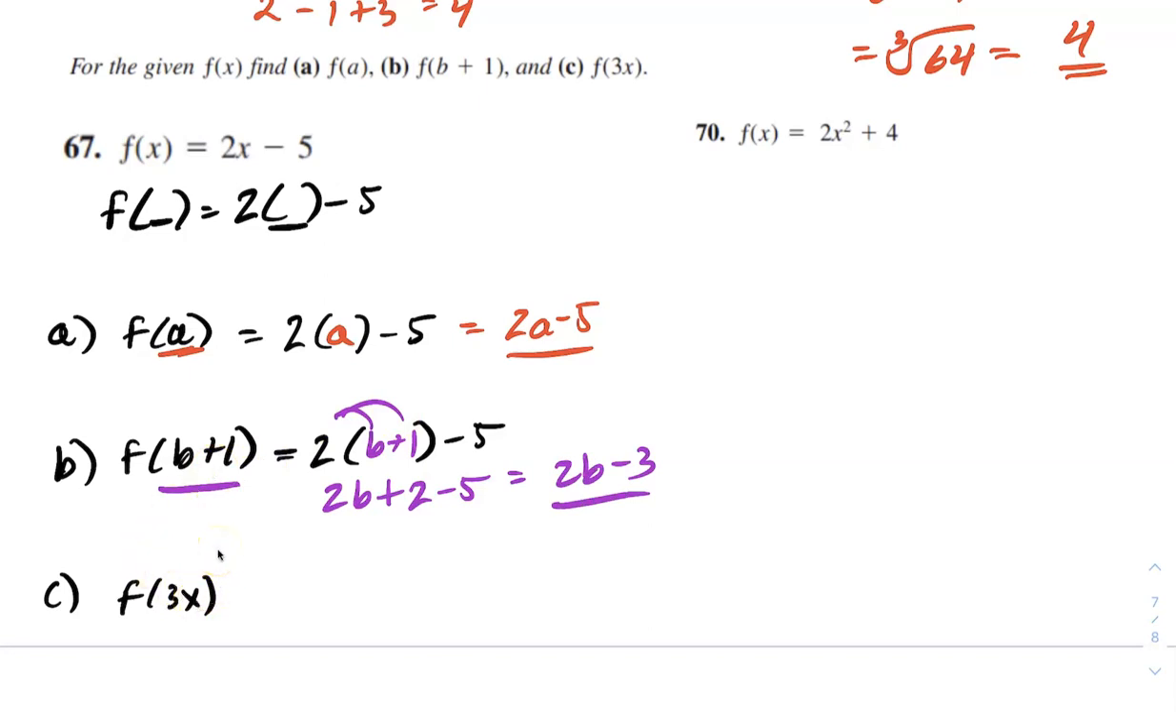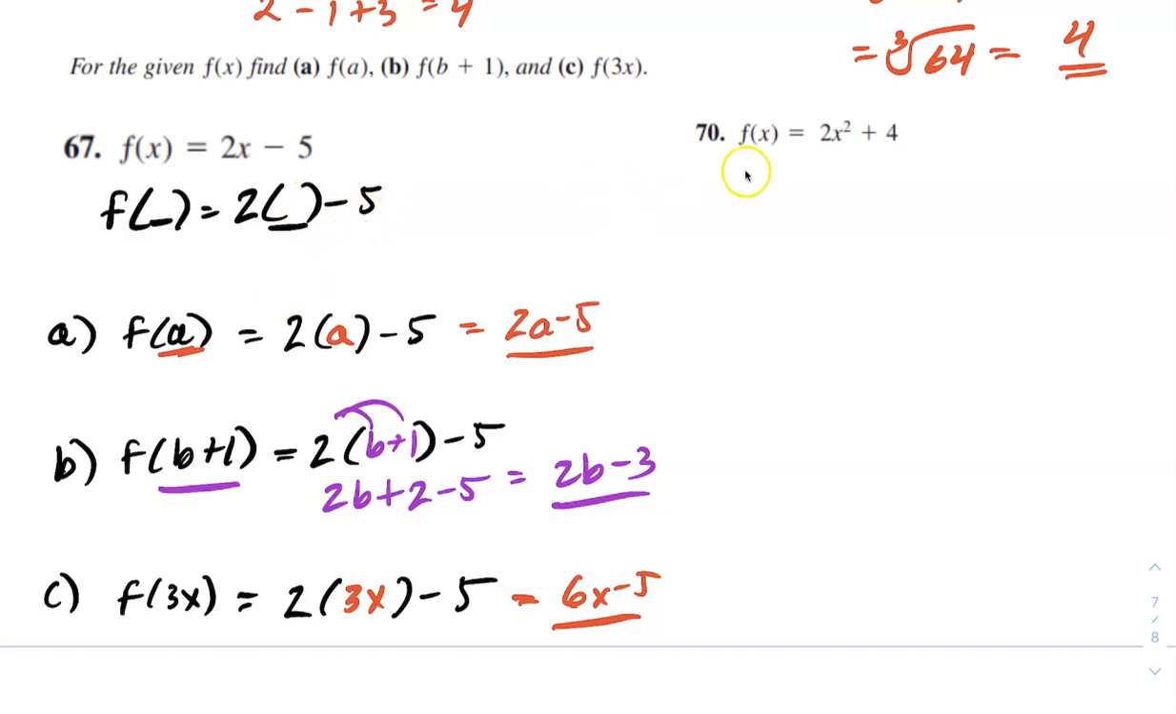F of 3x, same concept, right? It's 2 times something minus 5. In this case here, my something is 3x. Simplify it, you get 6x minus 5. And there's nothing else you can do. Those are your answers. So it's all about understanding what function notation means. F of x equals 2x minus 5 really just means f of whatever equals 2 times whatever minus 5.